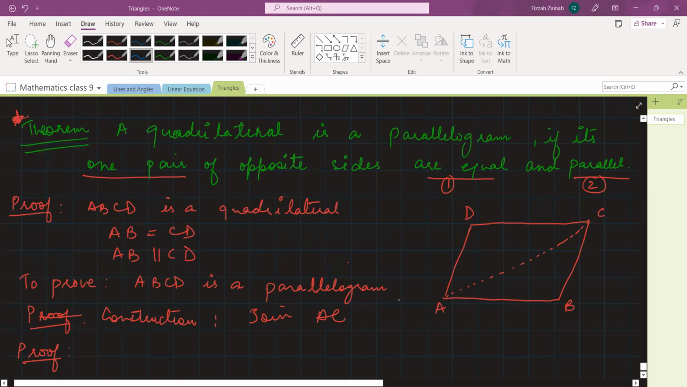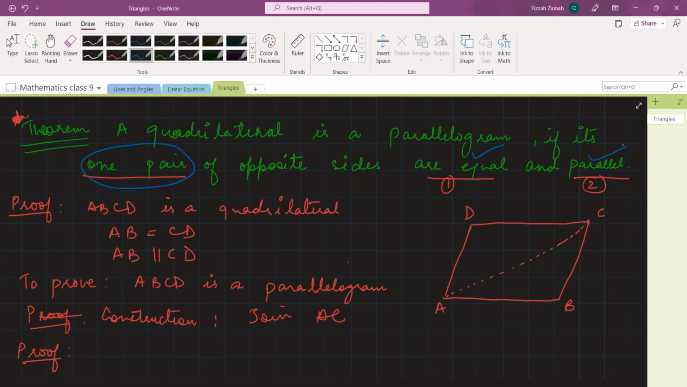So this is an important theorem. Now see here, Zeba, so far we know that in any quadrilateral, if opposite sides are equal, it is a parallelogram, or if opposite sides are parallel to each other, it's a parallelogram. Is that clear? Yes, ma'am. But in this theorem, we are saying that it's not necessary that both sides have to be equal and parallel. In any quadrilateral, if any one pair of sides is equal and parallel, then also it is a parallelogram. Clear?